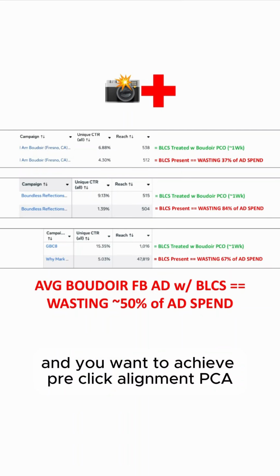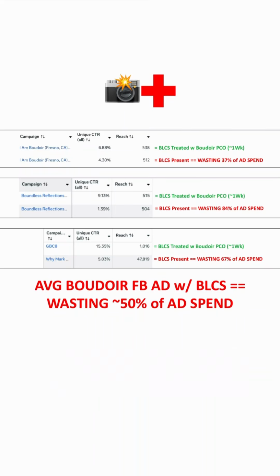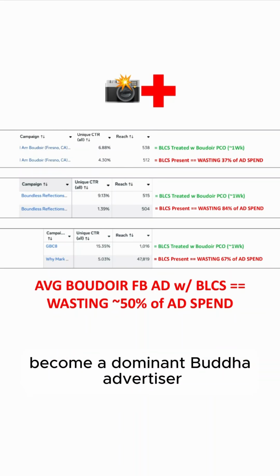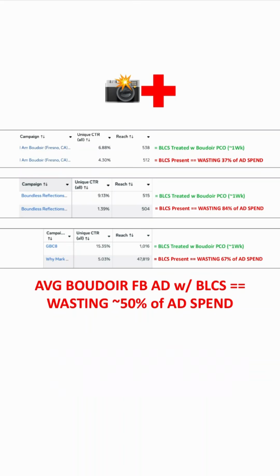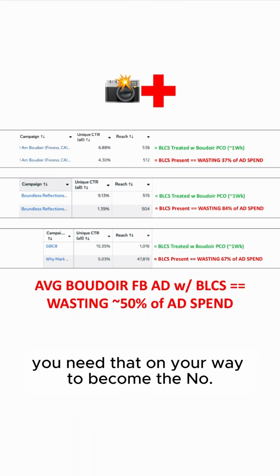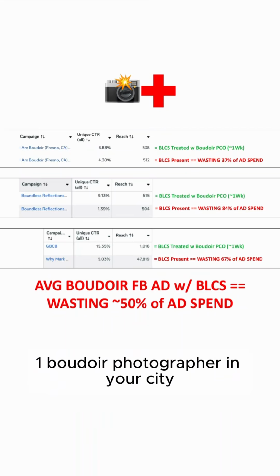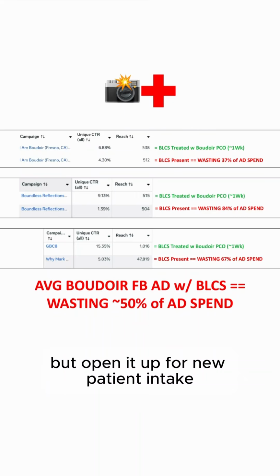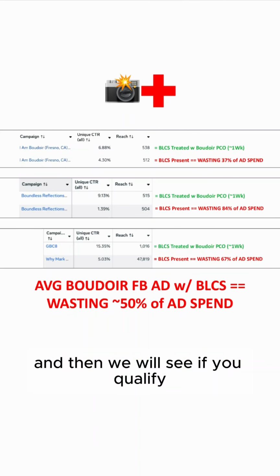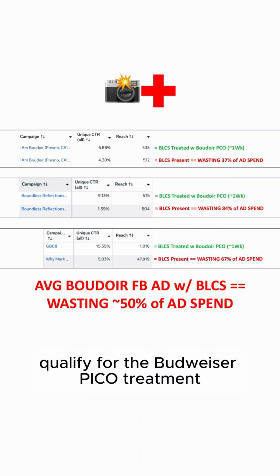And you want to achieve pre-click alignment, PCA, become a dominant boudoir advertiser, and have boudoir brain entry boost in your boudoir Facebook ads, because you know you need that on your way to becoming the number one boudoir photographer in your city. Then shoot me a DM when I open it up for new patient intake. Right now I do not have that open, but when I open it up for new patient intake, we will see if you qualify for the Boudoir Pico treatment.